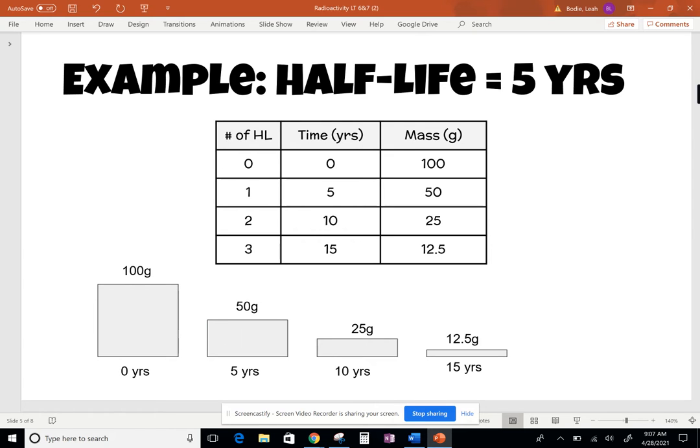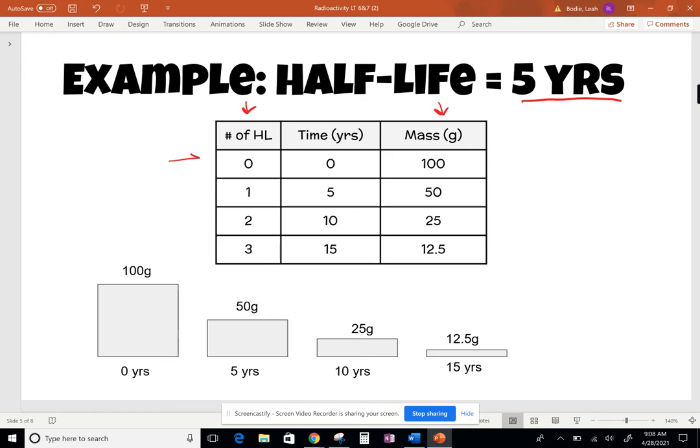So let's take a look at this example here. So this example tells us that the half-life for this substance is 5 years. And so what we're going to focus on today is our column for the number of half-lives and our column for mass. So our pattern here to see what happens to our mass or our amount is going to be dividing by 2. So whatever amount we start with, so we started with 100 grams here. So with each half-life, we are going to divide our mass by 2.